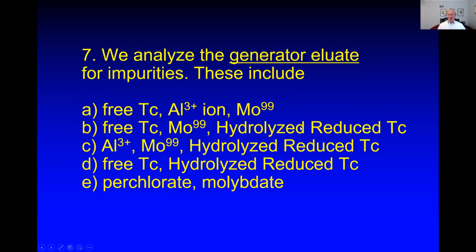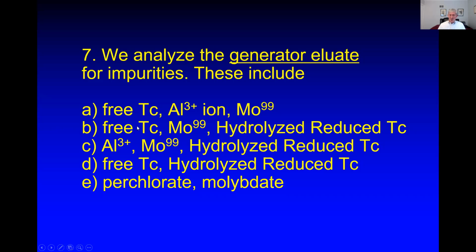Now, we did not cover this last time, and we will do so in a subsequent lecture, but this is something you should know already. When we elute the generator, we perform quality control on that eluate. Which list is correct for the tests that we perform on the eluate? C. Now, here's why you should know C right away.